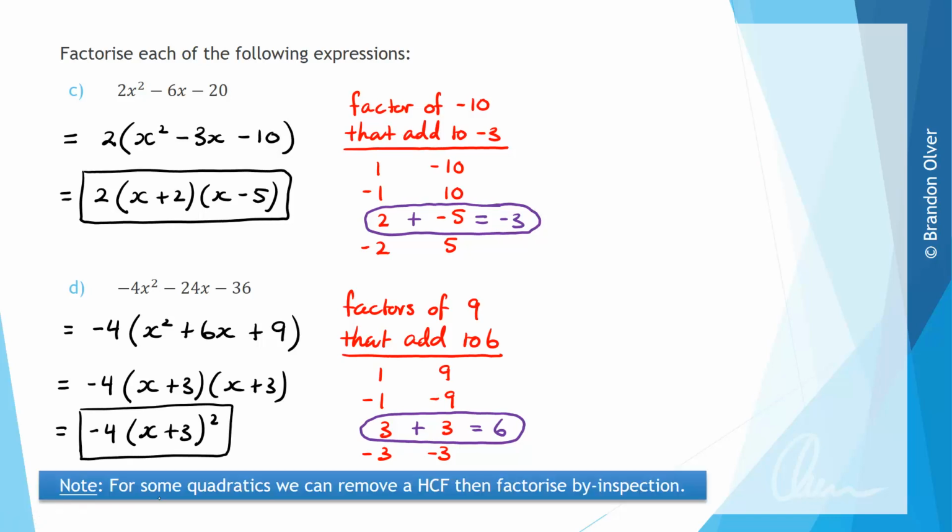And just as a note, for some quadratics we can remove a highest common factor first and then still factorize by inspection. Once we get rid of that highest common factor it becomes by inspection easy, and that's what I'm going to refer to that process as in this video.